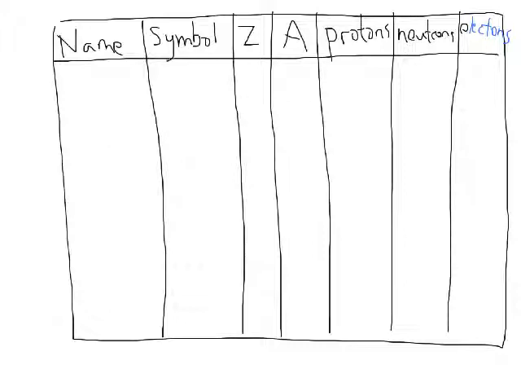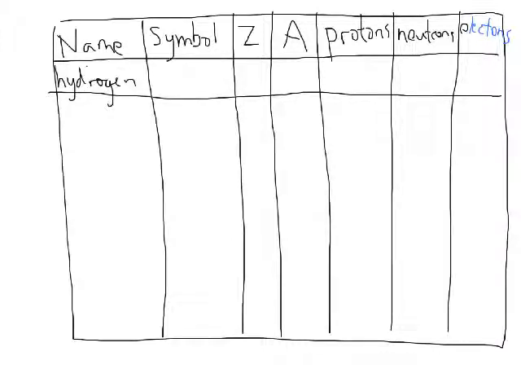Okay, so we start off our very first element. Very first element is hydrogen. So write in the name hydrogen. Symbol is H. The Z is the top number. The top number is number 1. The A is the bottom number. Now this is our little trick. What do we see in our bottom number? We actually see 1.008. So we'll round it to the nearest whole number, which is a 1.